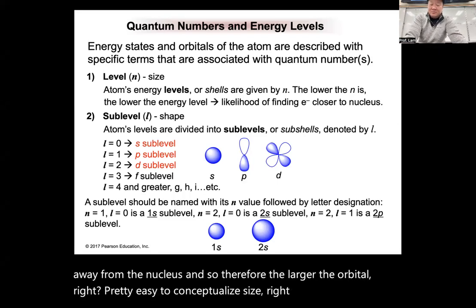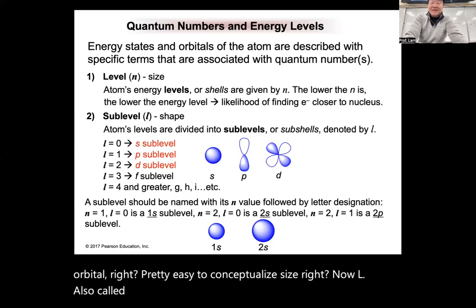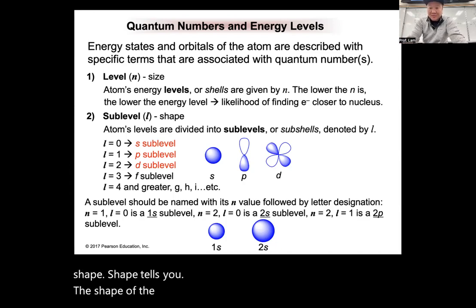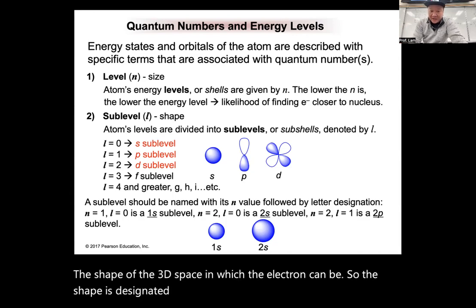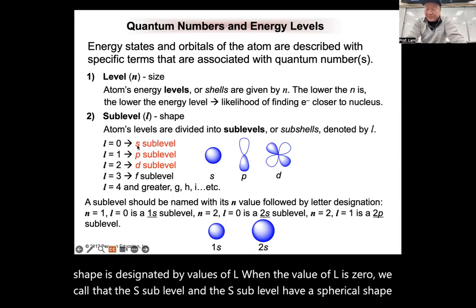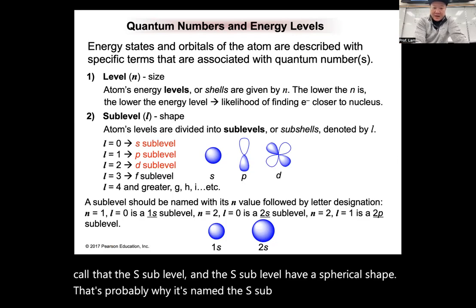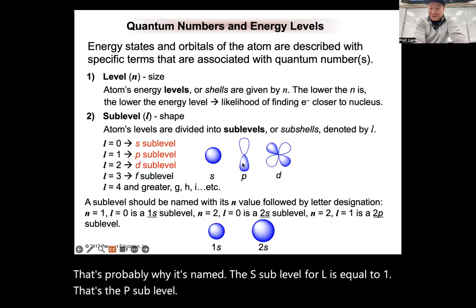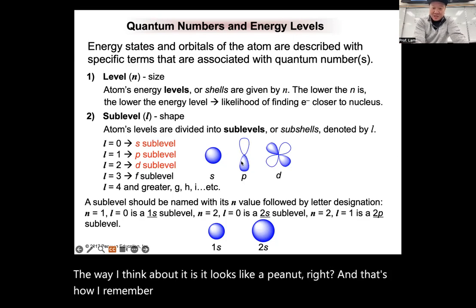Now, L, also called a sublevel, is shape, okay? So n is level, L is sublevel, is shape. Shape tells you the shape of the 3D space in which the electron can be. So the shape is designated by values of L. When the value of L is 0, we call that the S sublevel, and the S sublevel has a spherical shape. That's probably why it's named the S sublevel. For L is equal to 1, that's the P sublevel. The way I think about it is it looks like a peanut, right? And that's how I remember it. So it's the shape of a peanut, okay?